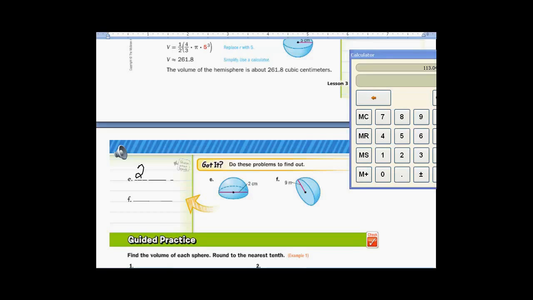All right, so E, 2.1 centimeters cubed. F, 1,526.8 meters cubed. So just find the volume of the sphere divided by 2. So I think those you should not have a problem with at all.